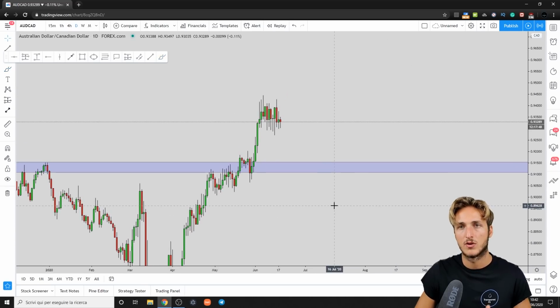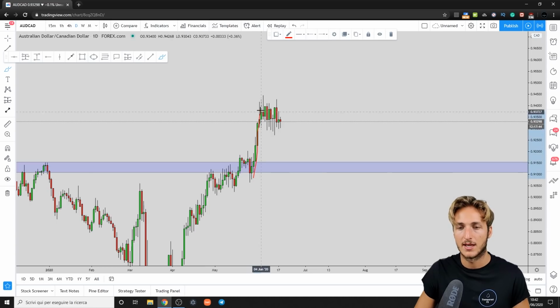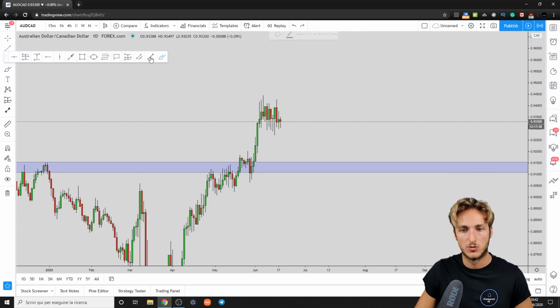Now, on the daily time frame, we can see that we have a completely different scenario. In fact, the market has created a strong impulse followed by this correction. So many people will do this, okay?